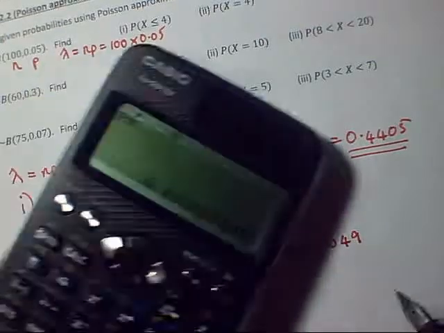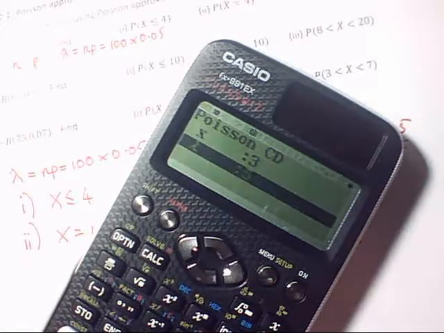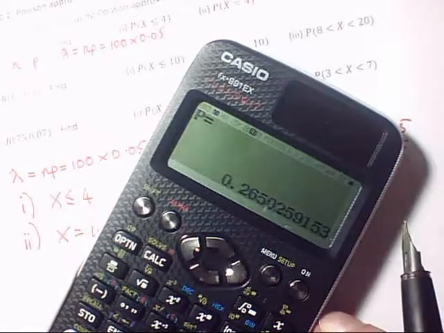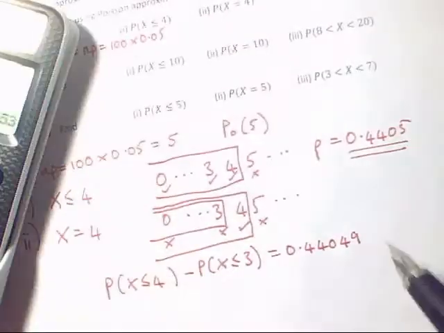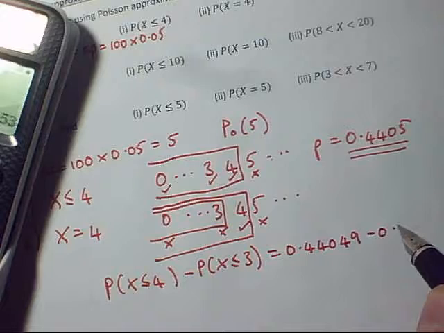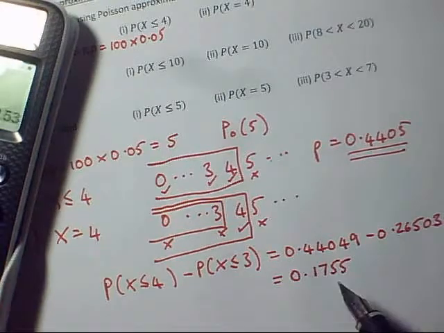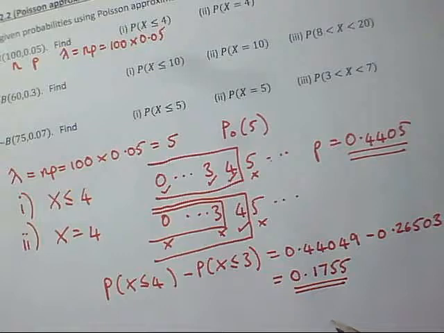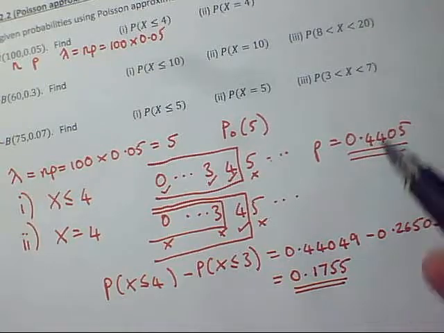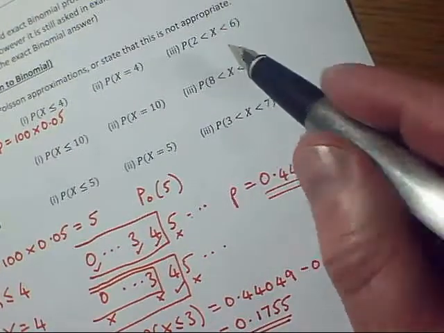And now on our calculator, we can just go back and look at x is 3, and get the probability for that, same mean. So 0.26503. Take away these two probabilities, and to 4 significant figures I get 0.1755. Okay, and then finally for the last one, I want things between 2 and 6, but not including 2 and 6.